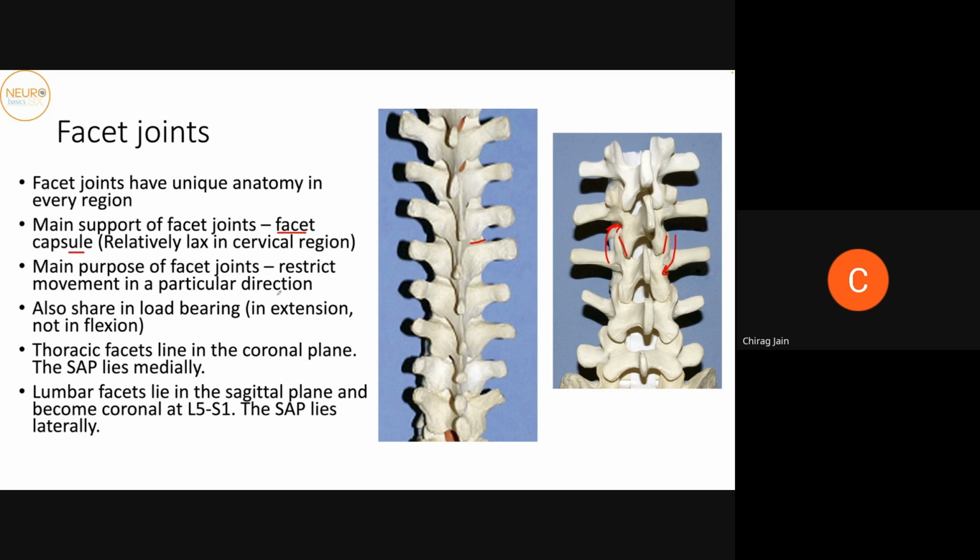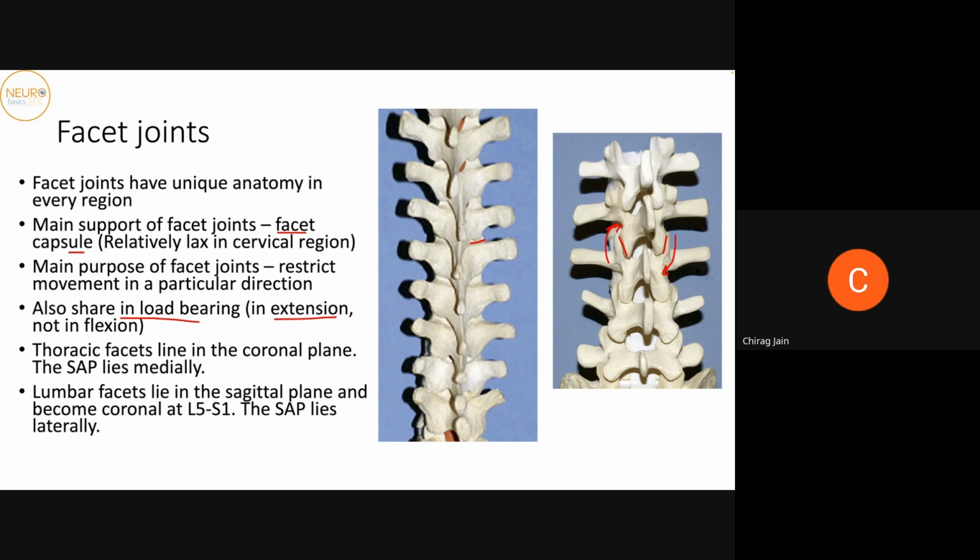Apart from trying to restrict joint movement in a particular direction, they also share in load bearing. But it is important to remember that they share in load bearing in only extension. When the spine is flexed and it is bearing a load, facet joints are not under pressure. But when the spine is extended and it is bearing a load, then facet joints are under stress, and they do share in load bearing at that particular time. Almost 30% extra stress is applied on the facet joints in extension as compared to flexion.